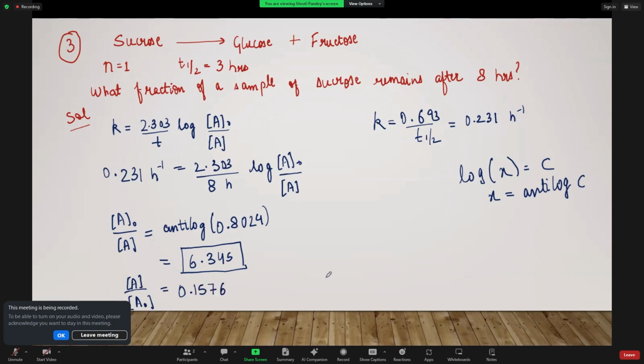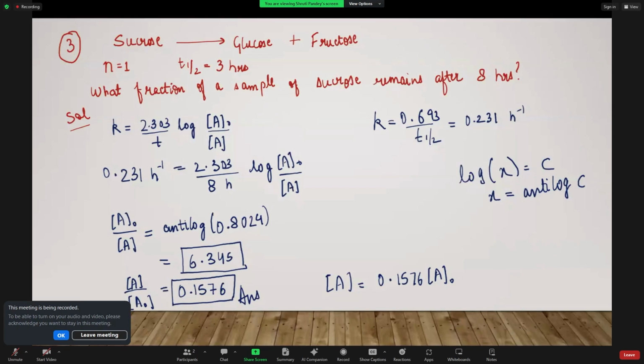0.1576. ठीक है, तो आप स्टेटमेंट से क्या लिख सकते हो कि जो हमारा फाइनल कंसंट्रेशन है, that is 0.1576 of the initial concentration. ठीक है, तो यही आपका एक्चुअल में आंसर है. This is the fraction they were asking about, of sucrose which is remaining after 8 hours. So this is the answer.